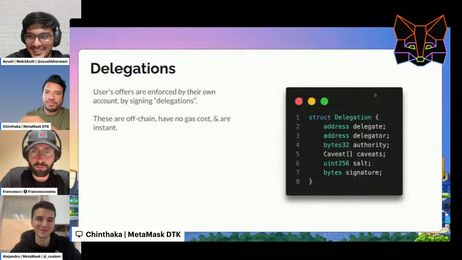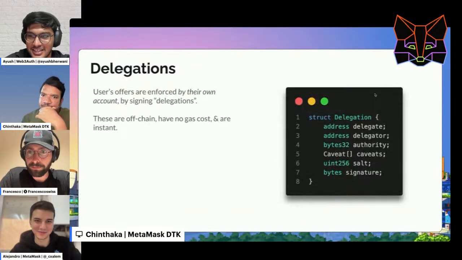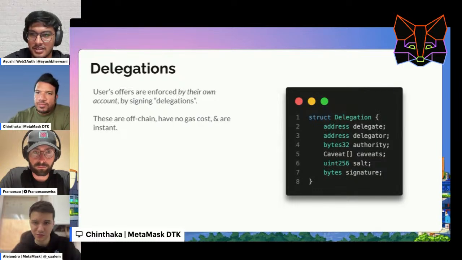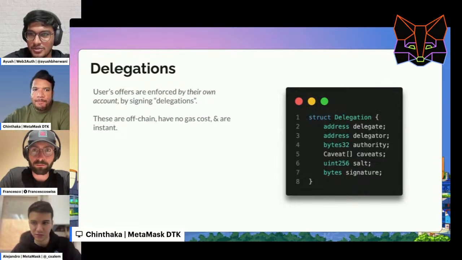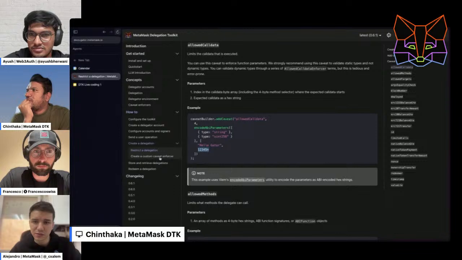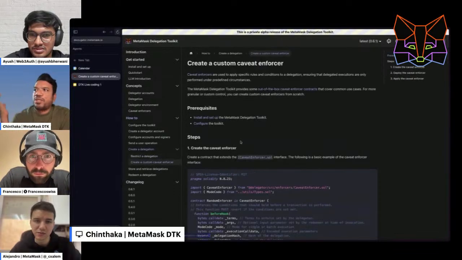This was amazing. I just had a question: you mentioned that the MetaMask team already has a lot of enforcers and caveats predefined that developers can use. If I want to create a custom caveat for my own use case, say I'm building an app with my own custom rules, how do I do that? Does the SDK allow me to do that? Here, just after this one, you can create a custom caveat enforcer.